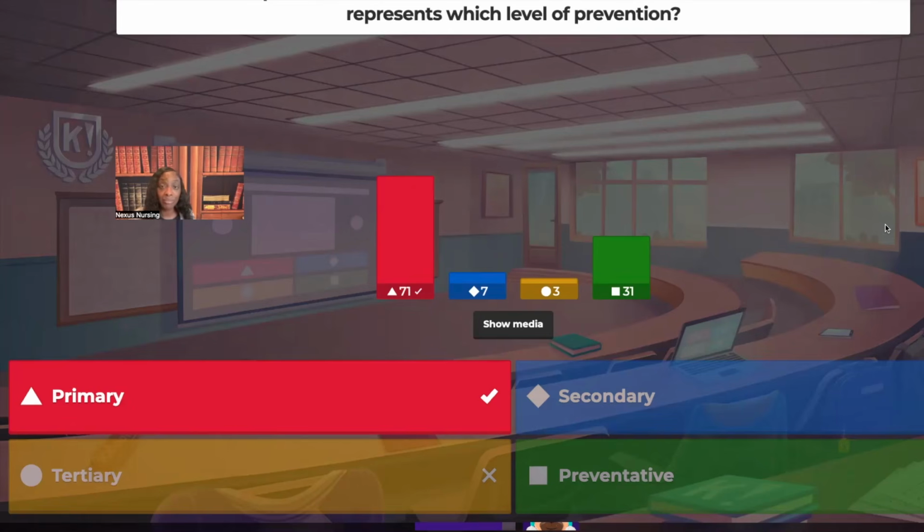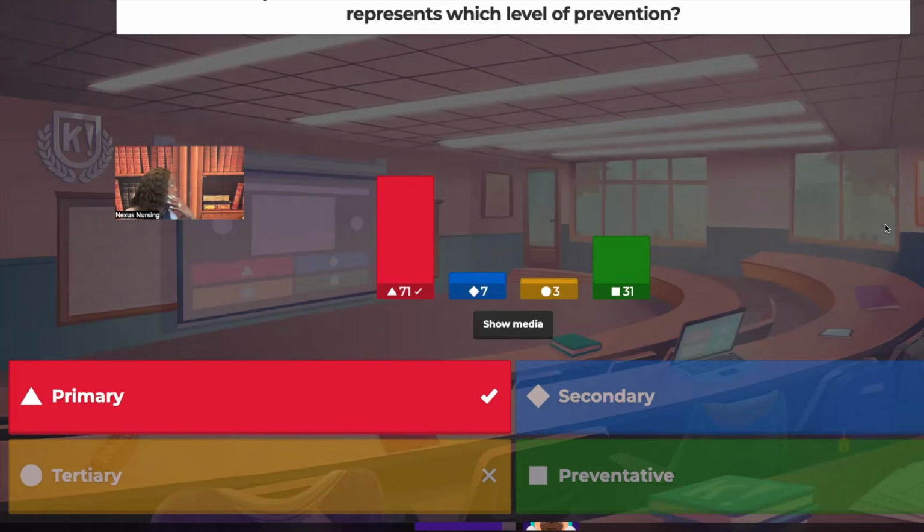Tertiary prevention, you already got it. We just want to prevent it from getting worse. So that would be something like rehab. So you already got the stroke. We just want the complications to be minimal. So you'll get physical therapy or speech therapy, right? So that's the difference between primary versus secondary versus tertiary.